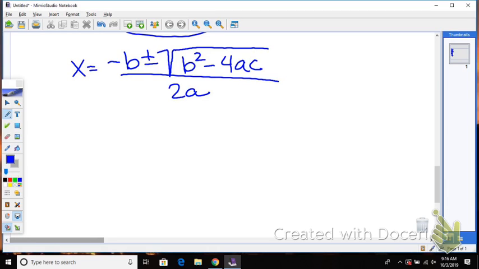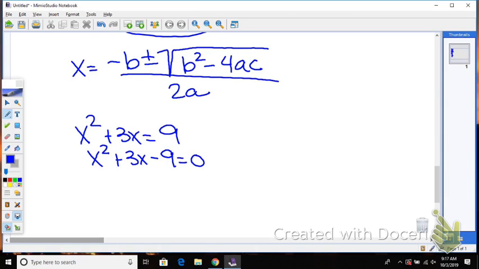Right, yes, you can. Okay, here's your last example. X squared plus 3x equals 9. What's the first step we had to do when we factored? What did you have to make it equal to? 0. Same idea with the quadratic formula. So I need to move this 9 over, and when I do that, I get x squared plus 3x minus 9 equals 0.